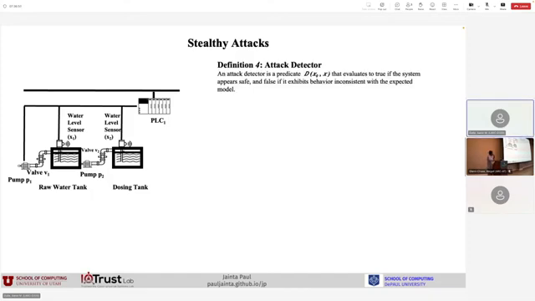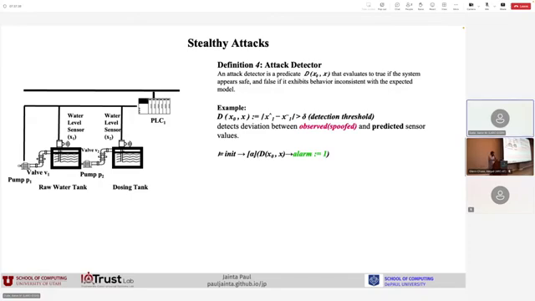For that, we define the attack detector. An attack detector is a predicate that evaluates to true if the system appears safe, and false if it exhibits behavior inconsistent with the expected model. So simply put, an attack detector will detect an attack based on some logic. If it can match the logic, then it will raise the alarm. Otherwise, it will not raise an alarm.